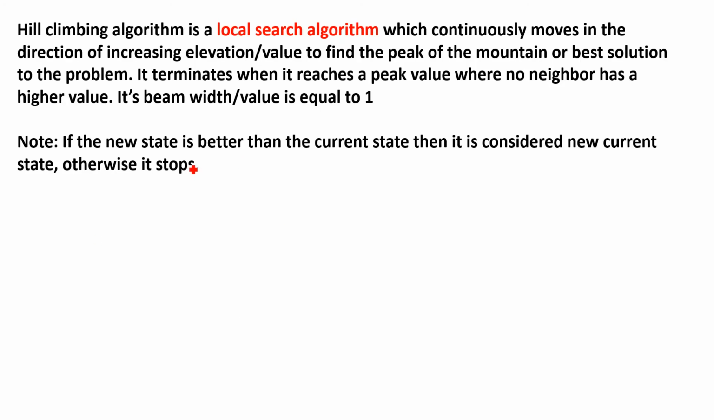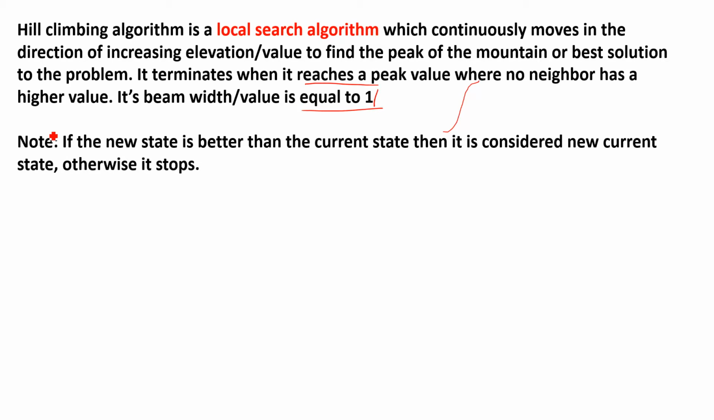So here I have written some information regarding hill climbing algorithm. It is a local search algorithm that knows only about the local values. It does not have the knowledge of the global domain, and it continuously moves in the direction of increasing elevation value to find the peak of the mountain. As the name indicates, hill, right? I will explain using the same example, the word they are using, mountain, or best solution to the problem. It terminates when it reaches a peak value where no neighbor has a higher value. Its beam width value is equal to 1. This is the important point.